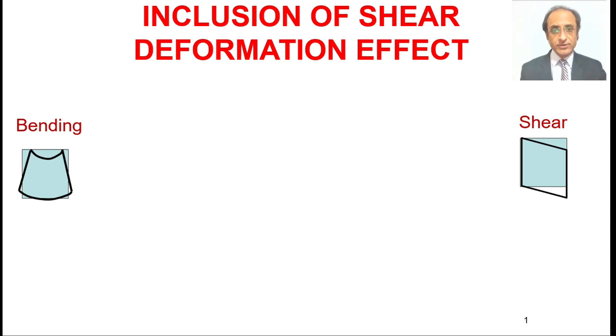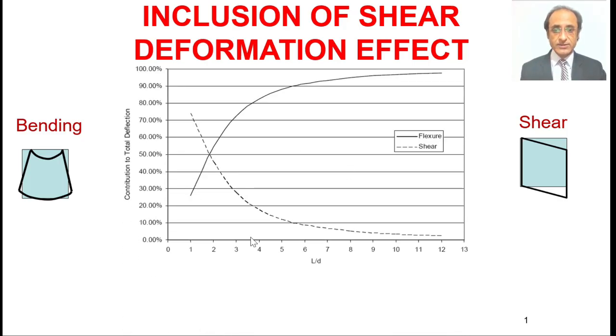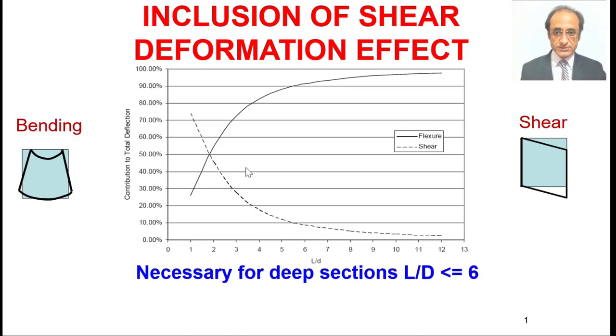In general, the relative contribution of the bending and shear modes can be seen from this graph. What we can see is that when the L by D ratio is greater than 10, then predominantly 95% of the contribution for deflection comes from flexure, and this is there in the case of beams and frames which have L by D ratios greater than 10. However, when the L by D ratio is typically less than 2, then the contribution of the shear deformation is as high as 50%. So in general, the thumb rule is that when we have sections which have L by D ratios less than or equal to 6, then we must include shear deformation effects.